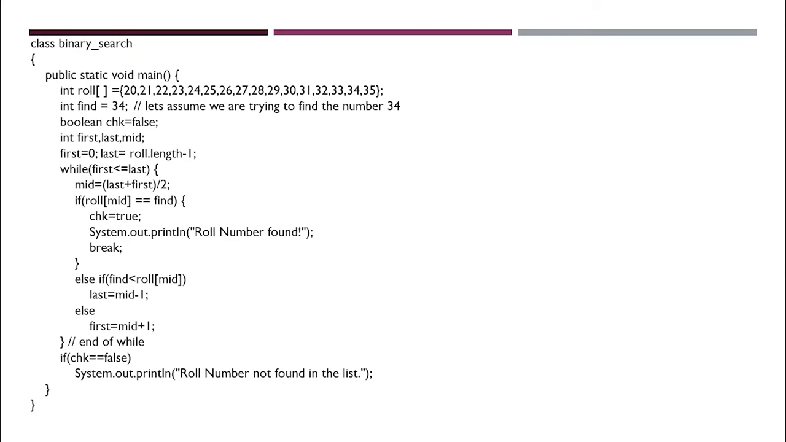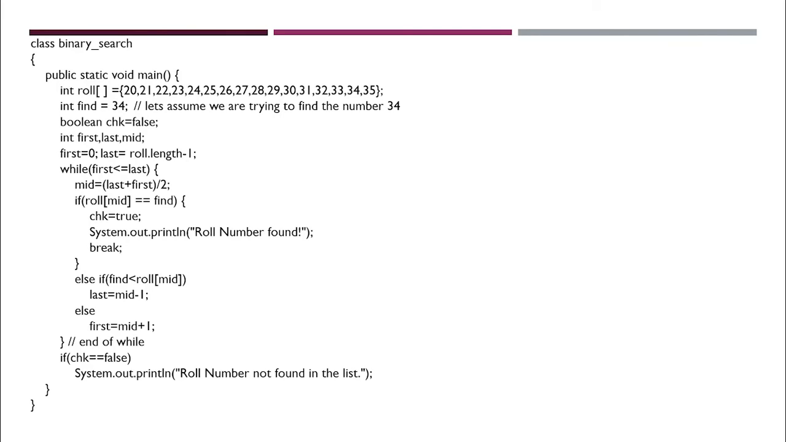We print that the roll number is found, and we break out of the while loop. Else if the value that we're looking for, the desired value, is less than the middle value, then we have to reduce the value of last so that the value of mid also reduces, in hopes that the reduced value of mid becomes equal to the desired value. And else, as you know, the desired value will be greater than the middle value, and so we'll have to try to increase the middle value by increasing first to try to get that value.